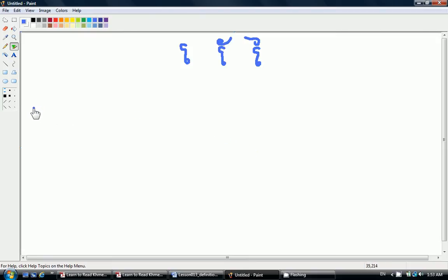Okay, let's write ko. Now let's write ke. Ko is e, ke. So these vowels are on the left of the consonant. So we write the vowels first. Now kai. Ko is ai, kai. Now kai. Ko is ai, kai.